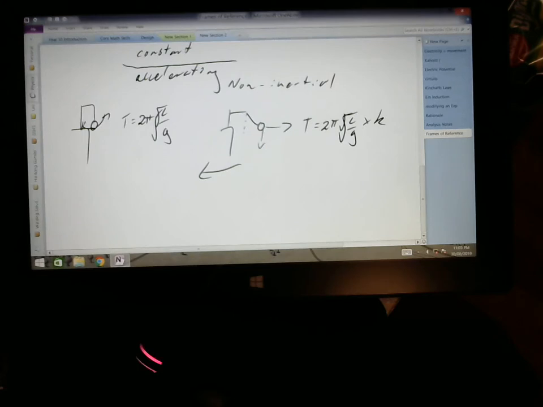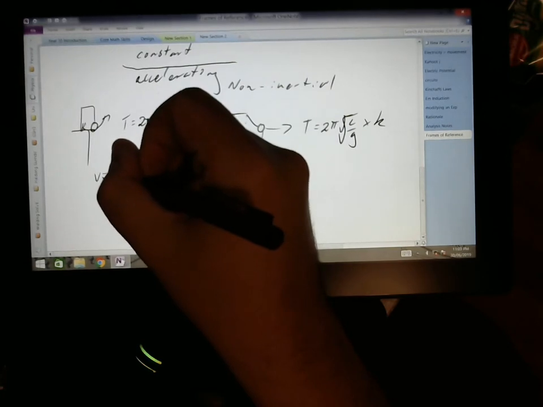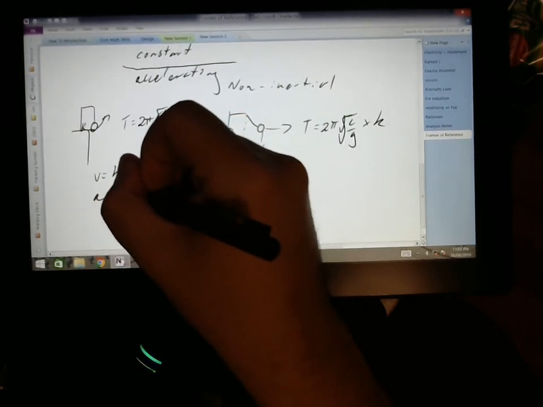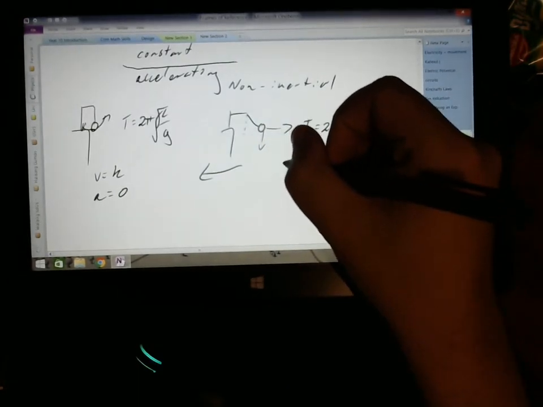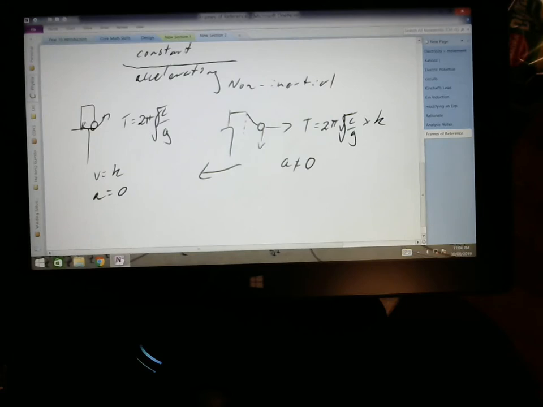So this is what we mean by inertial versus non-inertial, and what it needs to come down for you is that you remember that whether or not this means that the velocity is constant or there is no acceleration. Okay, so here v is some number, could be 0, could be not 0, but a is equal to 0. Here v doesn't matter, but a is not equal to 0. So that is our big thing about inertial versus non-inertial reference frames.